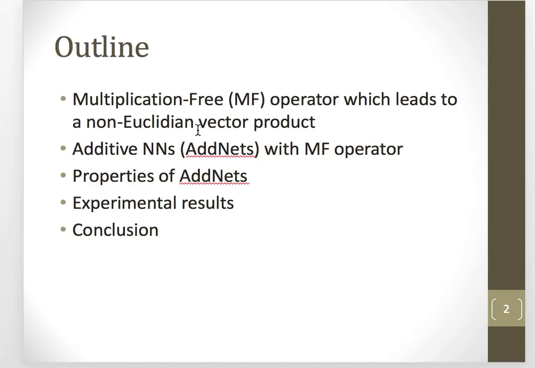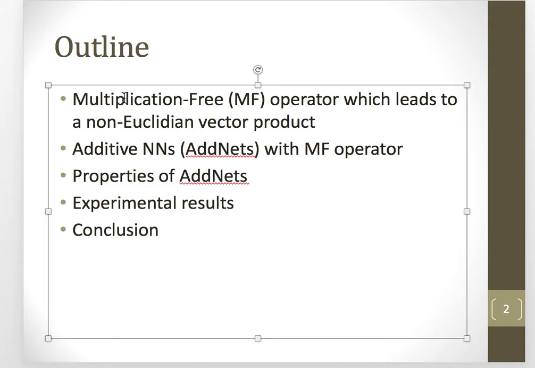Okay, here is the outline of my talk. I'm going to define a multiplication free operator which we use in the new non-Euclidean vector product, and then I'll describe how we use this non-Euclidean vector product to develop additive neural networks. I'll cover the properties of additive neural networks. I'll present experimental results on MNIST and CIFAR dataset, and finally I have the conclusions.